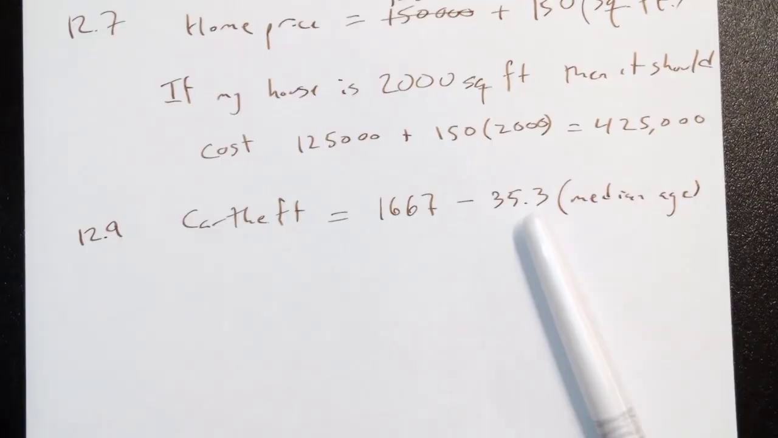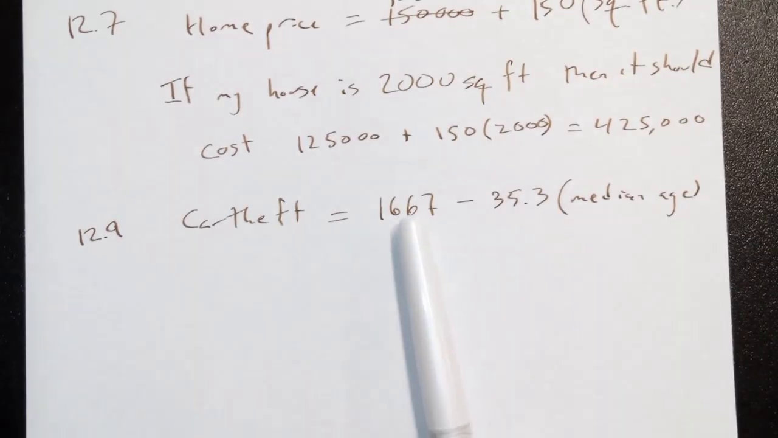For every year older the population is, there are that many fewer car thefts. So the number of car thefts goes down by 35.3 on average every year older the population gets. Does this number make sense in this context for a population?